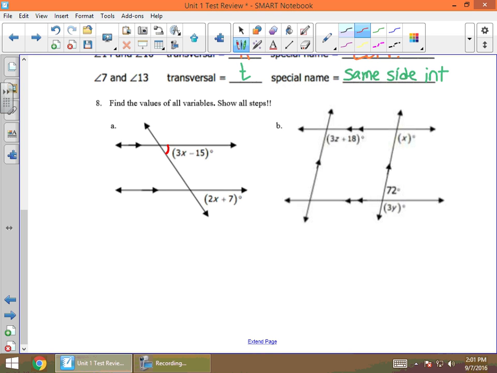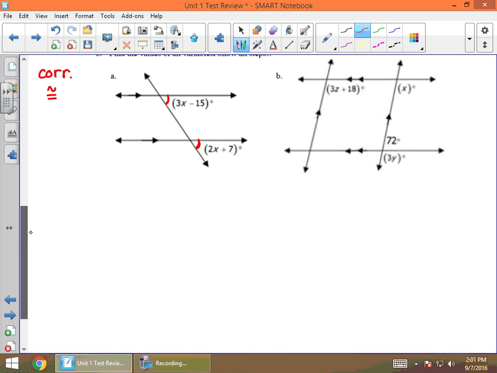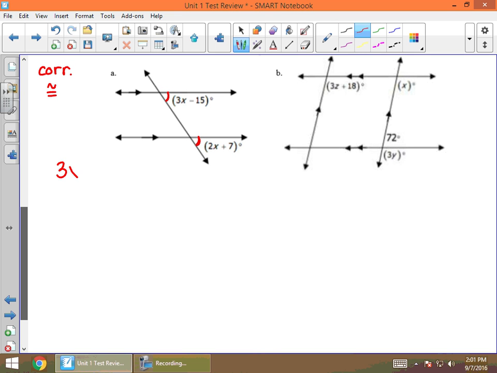I'm now looking at this angle and this angle. The type of angle that these are is corresponding angles. And we know that if two parallel lines are cut by a transversal, corresponding angles are congruent. Well, congruent means equal. So that means 3x minus 15 has to be equal to 2x plus 7. Why are they equal? Because they're corresponding angles, and we know that corresponding angles are congruent.